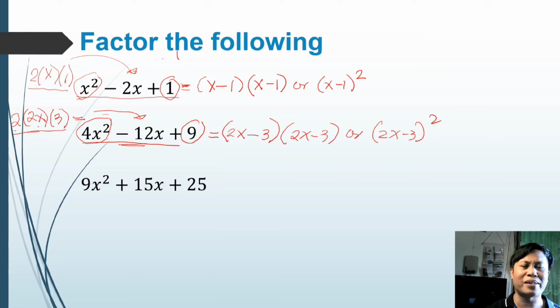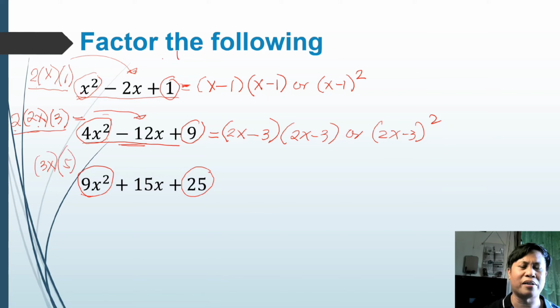Okay? So, how about if we have 9x squared plus 15x plus 25? Okay? Let's see. The first term, 9x squared, is it a perfect square? It is a perfect square because 3x. Then the last term is 25. So you have there 5.